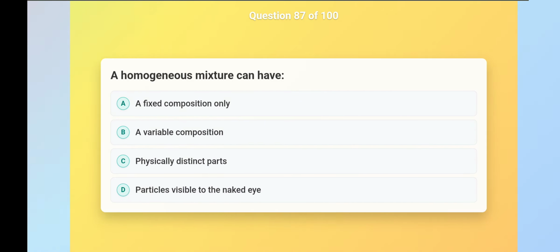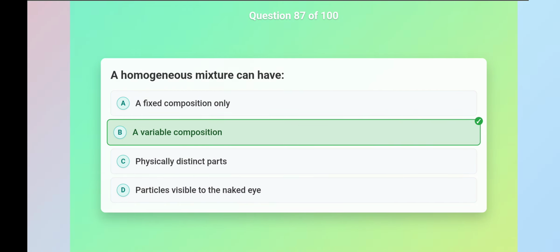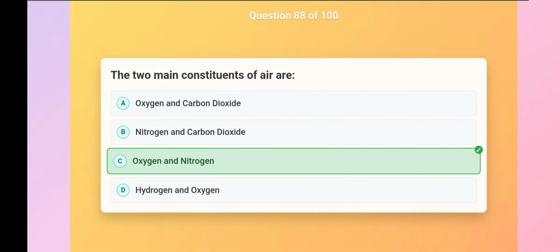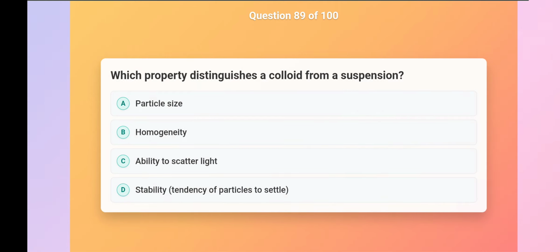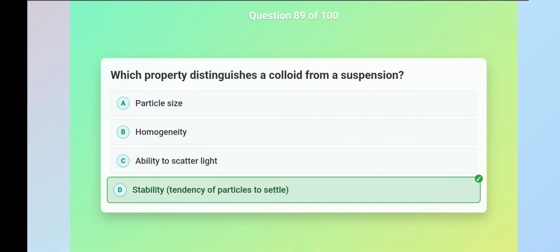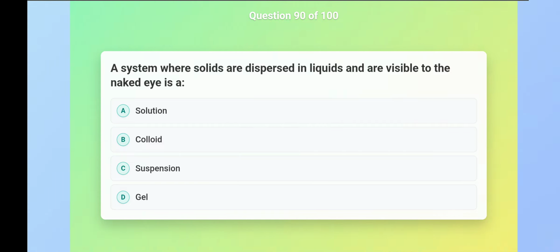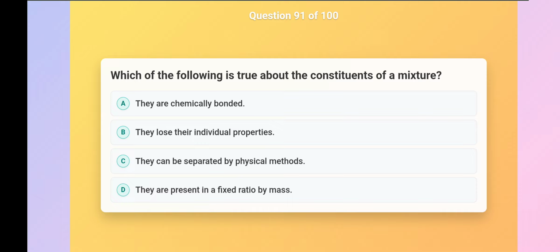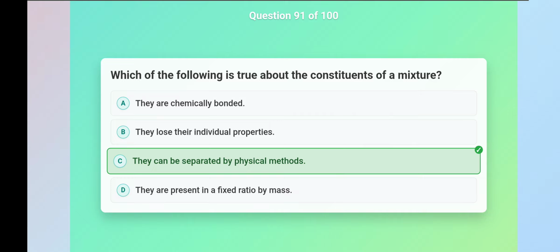A homogeneous mixture can have a variable composition. The two main constituents of air are oxygen and nitrogen. Which property distinguishes a colloid from a suspension? Stability, tendency of particles to settle. A system where solids are dispersed in liquids and are visible to the naked eye is a suspension. Which of the following is true about the constituents of a mixture? They can be separated by physical methods.